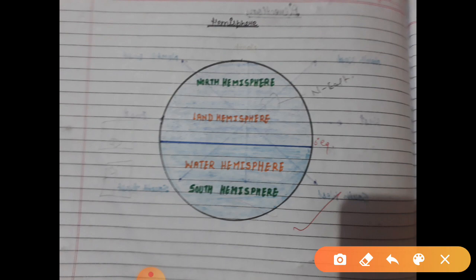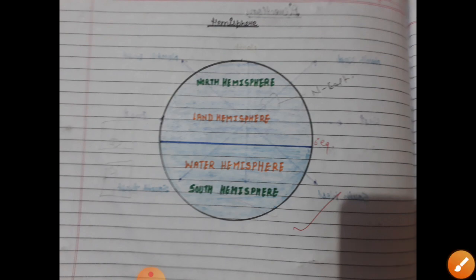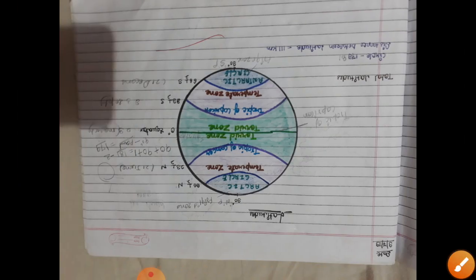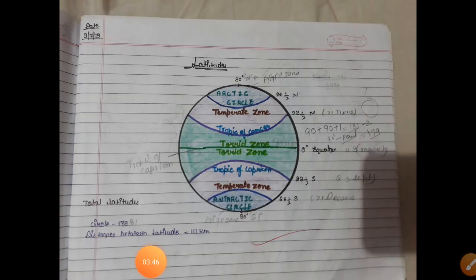Now see, why have we divided the earth into these latitudes and longitudes? Latitudes tell us the position where a country or any area is located, and the longitudes tell us about the time. Okay, this is the important part.